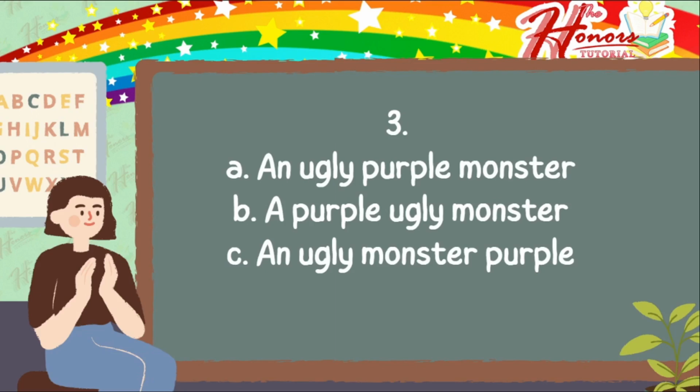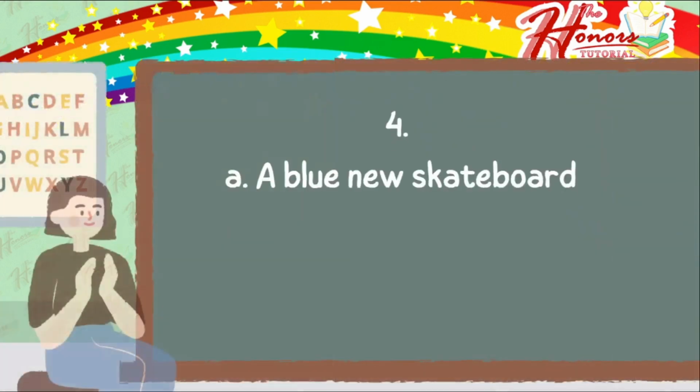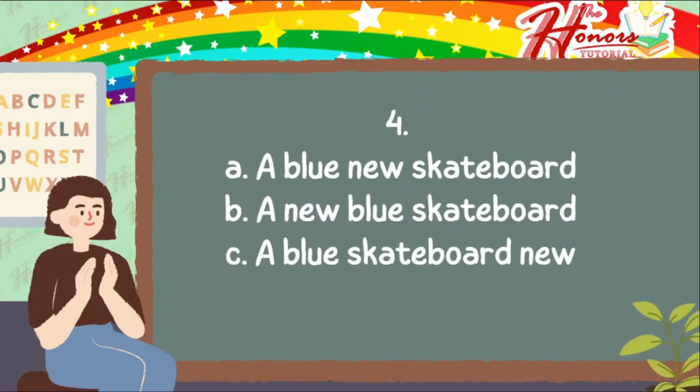Alright, very good. The correct answer is letter A. So again, determiner first. After that is the opinion. Next is the color. And then the noun that you are describing. Last two.